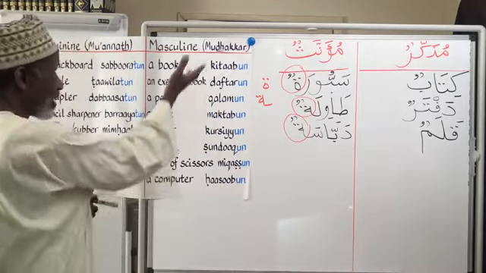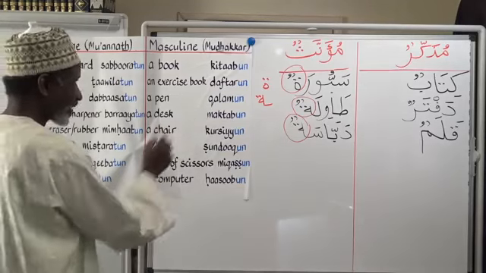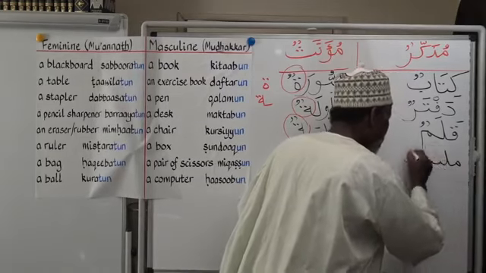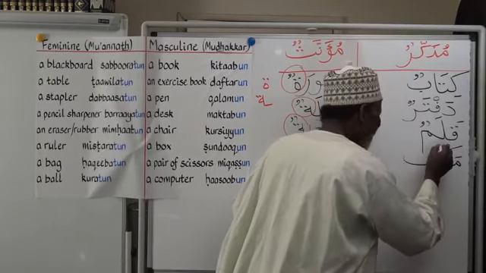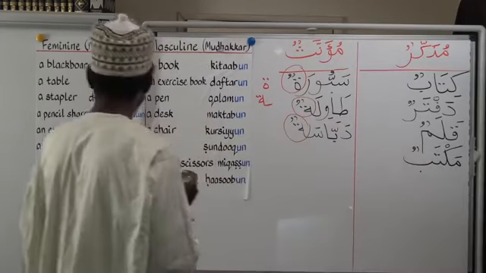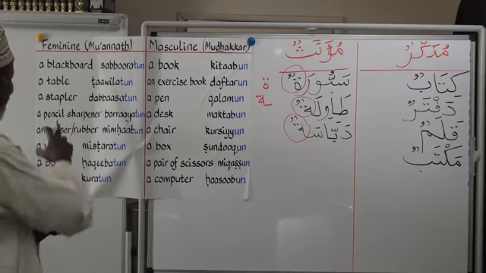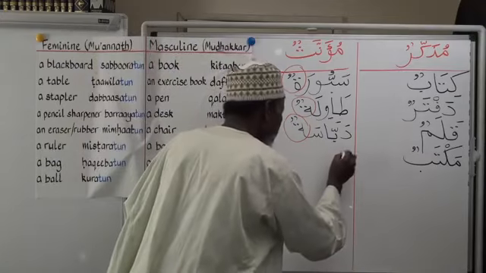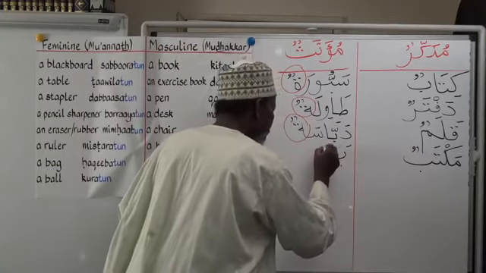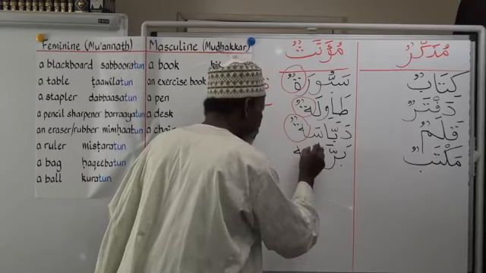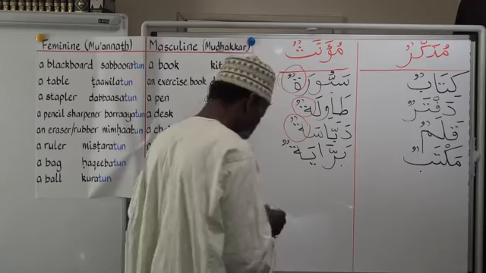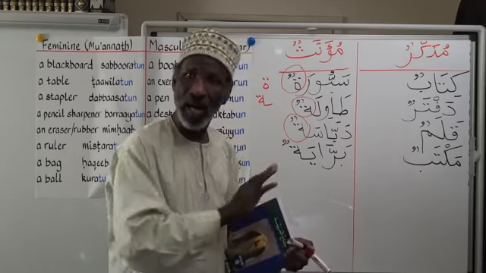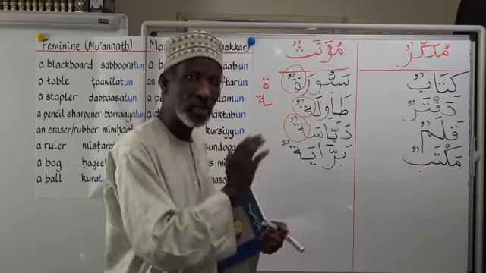Next, under the mudhakkar, is a desk, which is maktabun. Maktabun. And under the muannath section is a pencil sharpener. Barrayatun. Some call it mibratun, but it's fine. Barrayatun or mibratun, but barrayatun is fine.